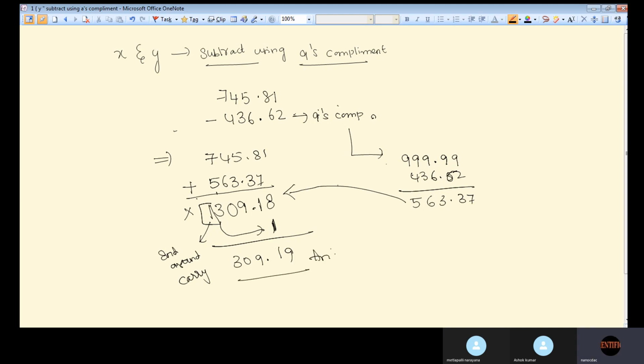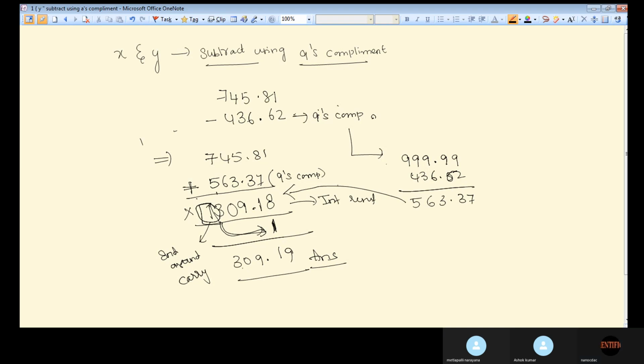309.19 is the answer. So if I ask you to find out the nines complement subtraction, the first thing you need to do is, for the second number, take the nines complement, and add. You will get an intermediate result. To this intermediate result, whatever the carry is, you add the carry here, and you will get the answer.